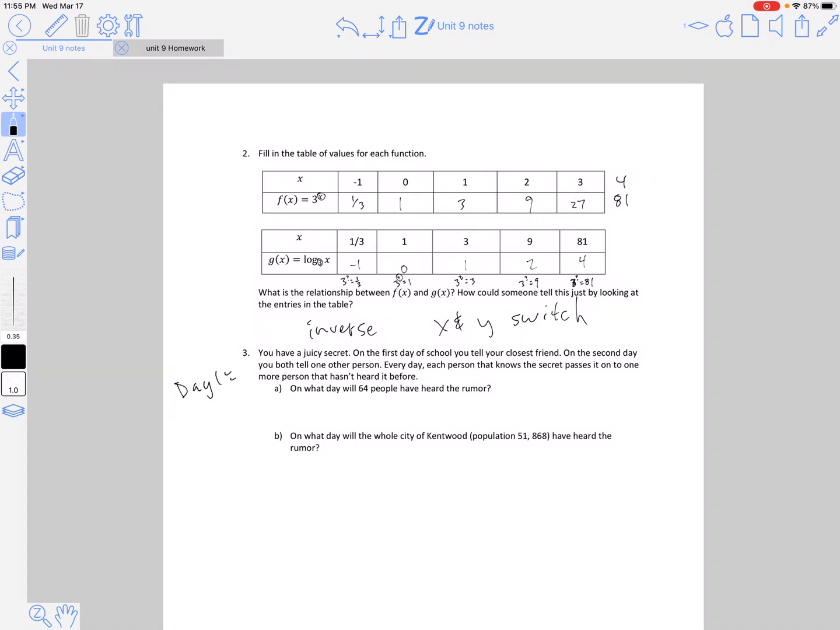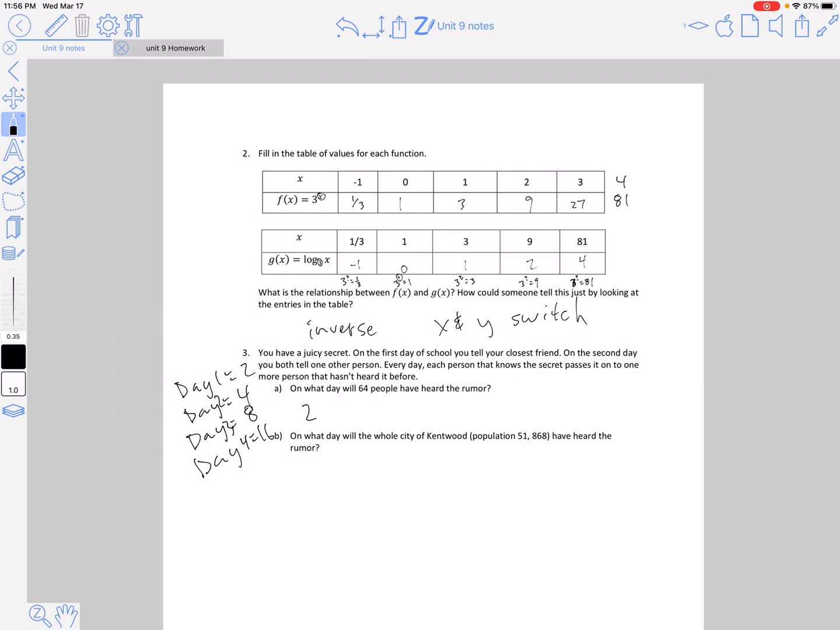You have a juicy secret. On the first day, you tell your closest friend. So 2 people know about it. On the second day, both you and another person each tell someone. So on day 2, because you told someone and your friend told someone, now 4 people know about it. So every day, each person that knows the secret passes it on to one more person that hasn't heard it before. So hopefully, as you notice, we are just doubling, right? Multiplying by 2 over and over again. So day 1, 2, 3, 4. Day 4 is 16. All right, so you get the idea.